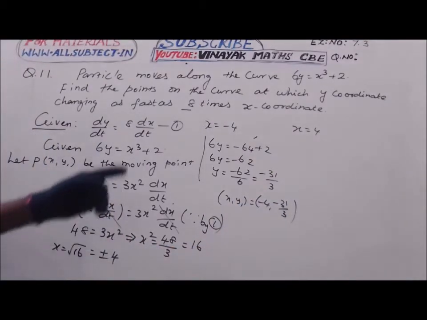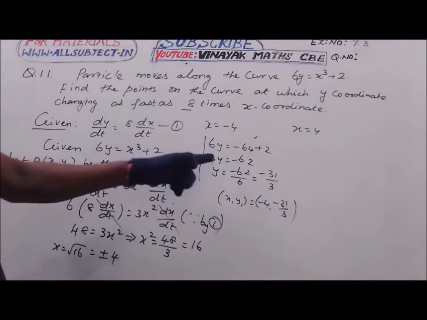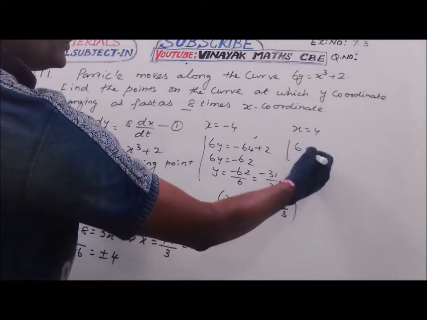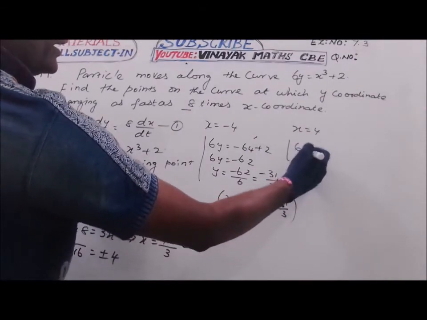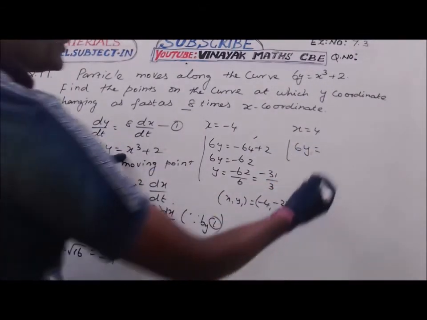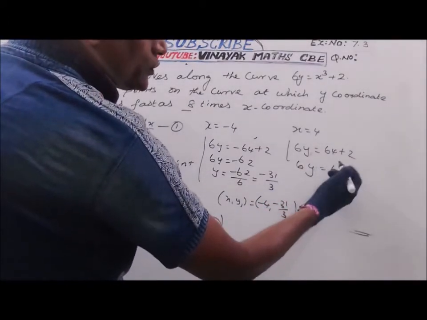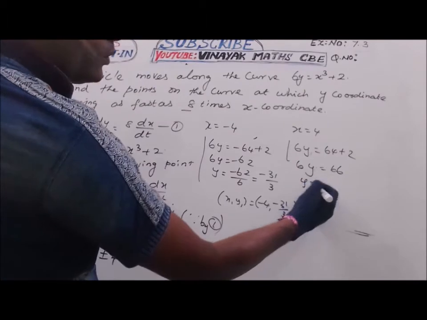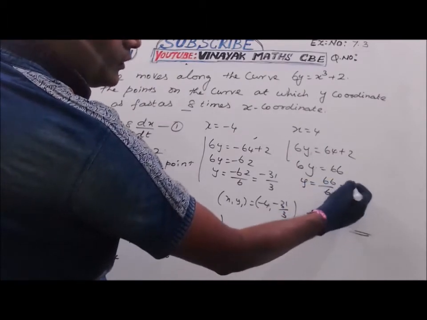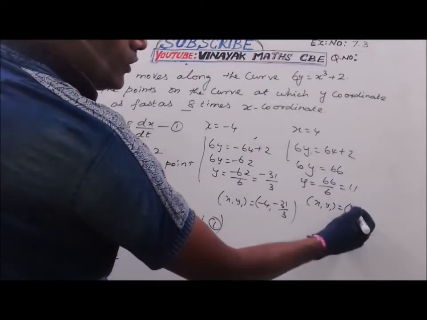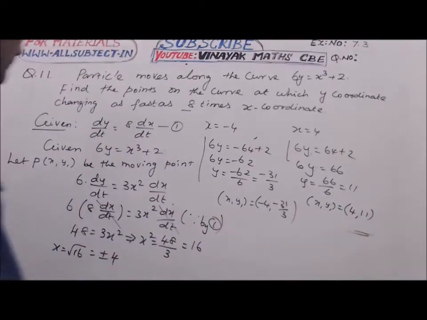And when x is equal to plus 4, substituting in the curve, we will get 6y equal to 4 cube, 64, plus 2. Look here, 64 plus 2 equal to 66. Y equal to 66 by 6 is equal to 11. Therefore the other point x1 comma y1 equal to 4 comma 11.